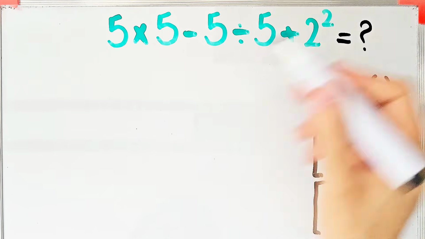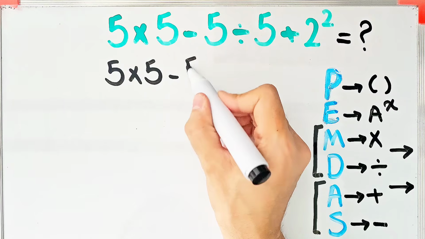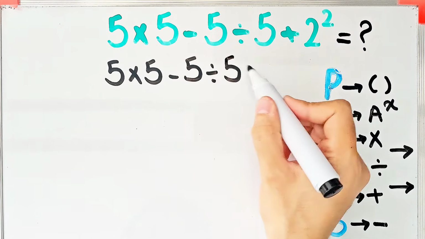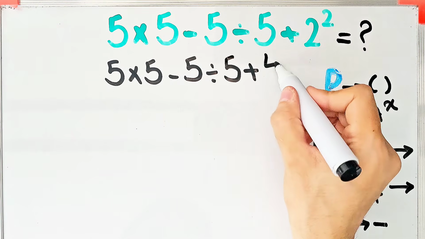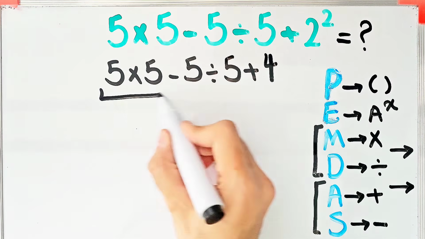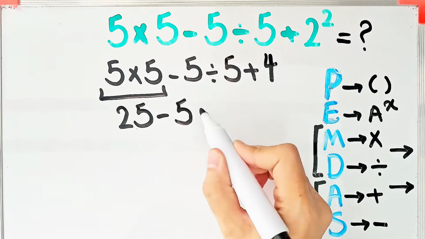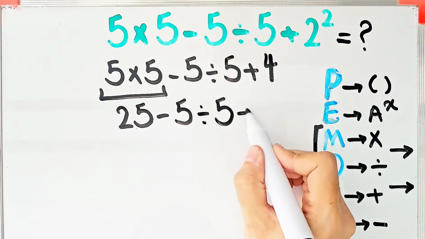According to this rule, first we simplify the exponent. 5 times 5 minus 5 divided by 5, then plus 4. In this step, we do the multiplication. 5 times 5 equals 25. Now we have 25 minus 5 divided by 5, then plus 4.